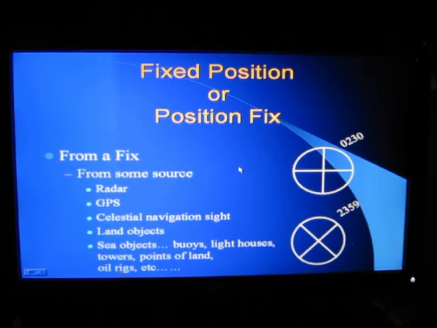So these are actual fixes, and they are depicted on the chart or UPS in this fashion with a hash cross in the middle of it. Once again, labeled. At 0230, we are definitely here. This is not a guess. This is where we're at. Here's another one. You can draw it either way. At 2359, we are here. So this is a position fix. I hope you note the difference between a DR position and a position fix.